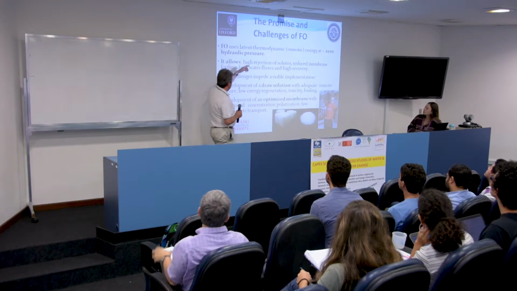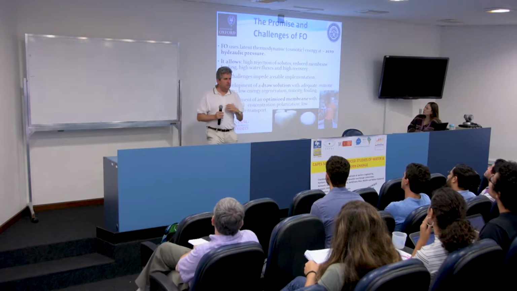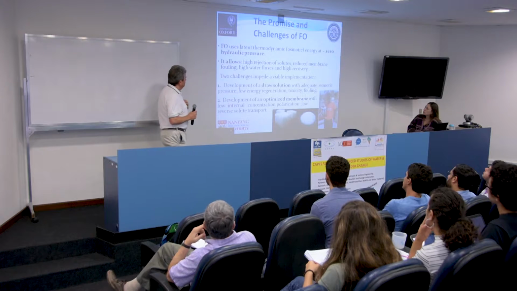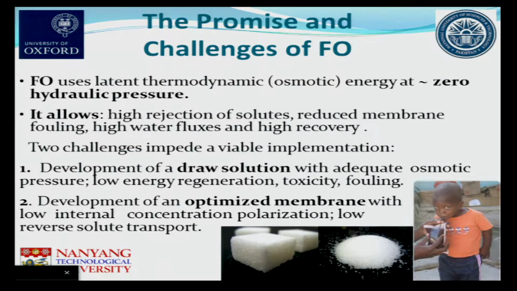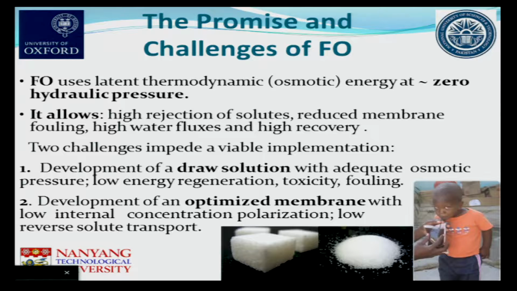So we're using the osmotic energy, which has to do with entropy, really, but the details of it are not important at the moment. We just know that the concentrated salt has a lot of osmotic energy, and we're using that to draw the water out. What does it allow? It allows a very high rejection of the solutes, so none of the solutes are moving through.